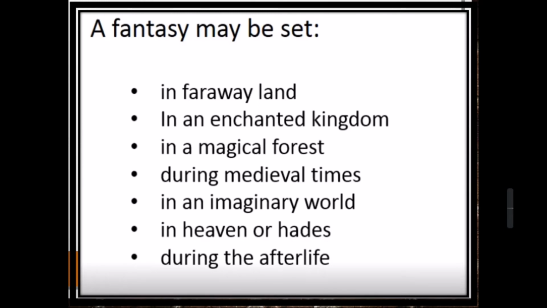Always remember the five elements in writing a short story. That is what? Character, setting or the place, the plot, the conflict, and the resolution. Wow.